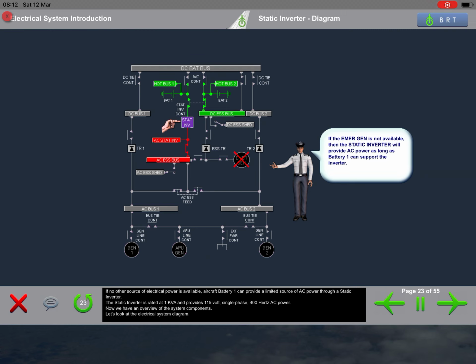If no other source of electrical power is available, Aircraft Battery 1 can provide a limited source of AC power through a static inverter. The static inverter is rated at 1 kVA and provides 115 volts, single phase, 400 Hz AC power. Now we have an overview of the system components. Let's look at the electrical system diagram.